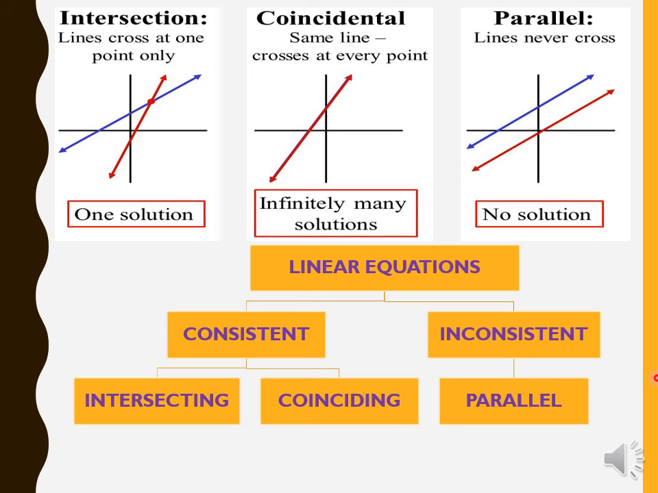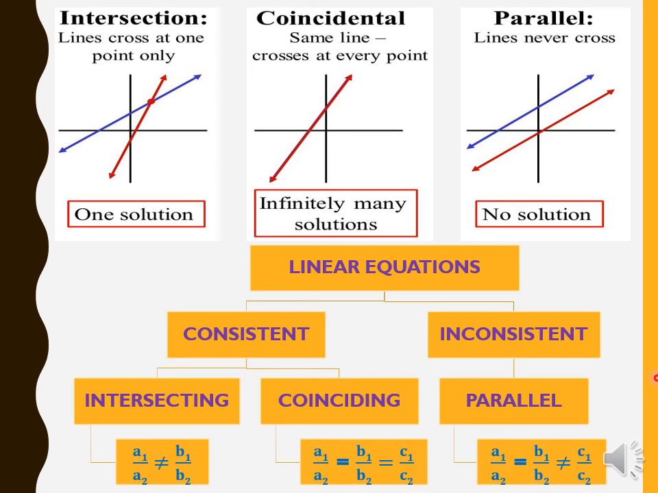Now, without drawing them geometrically, we can also say whether lines are intersecting, coinciding, parallel, consistent or inconsistent based on these conditions. So from the equations, if we take the ratios a1 by a2 and b1 by b2, then we can check whether they are equal or not. If a1 by a2 is not equal to b1 by b2, that means the values of the ratios are not equal, then we can say that those represent a pair of intersecting linear equations.